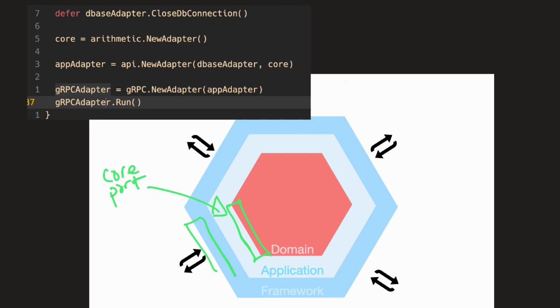and here we could add our gRPC port, and also we'd have our application port here. App port, and here we have our DB port.